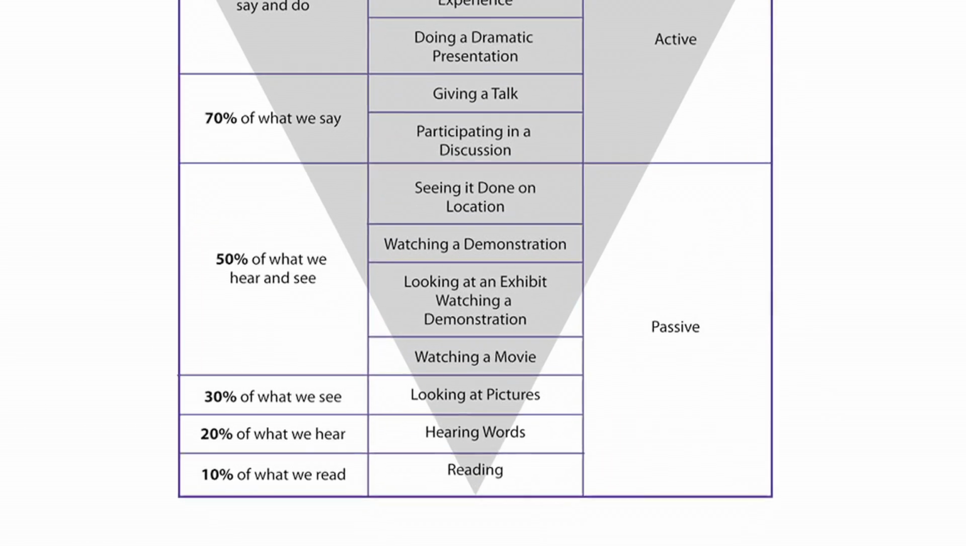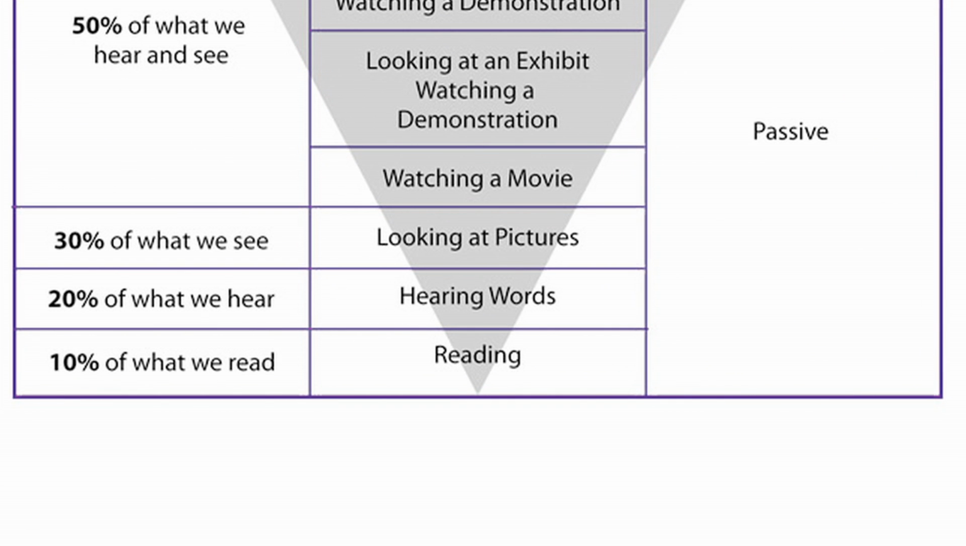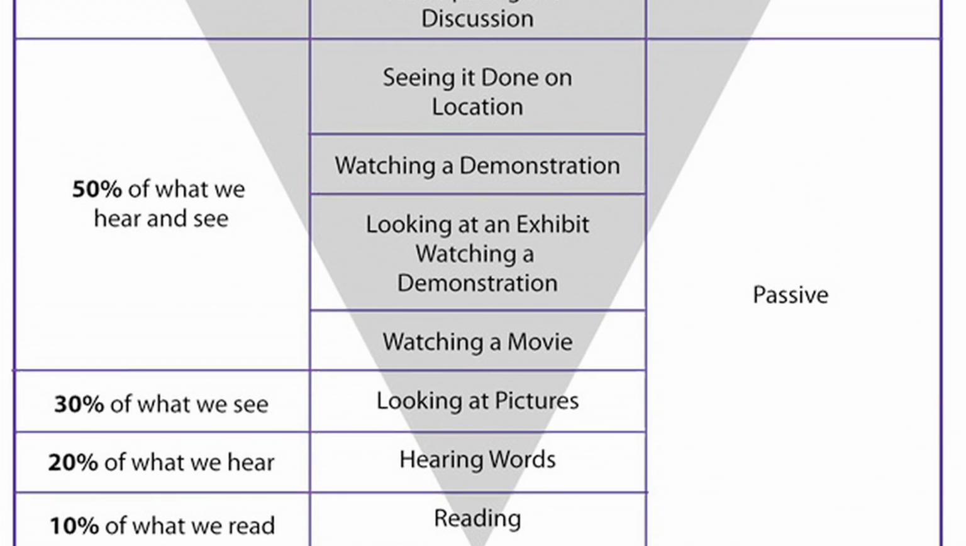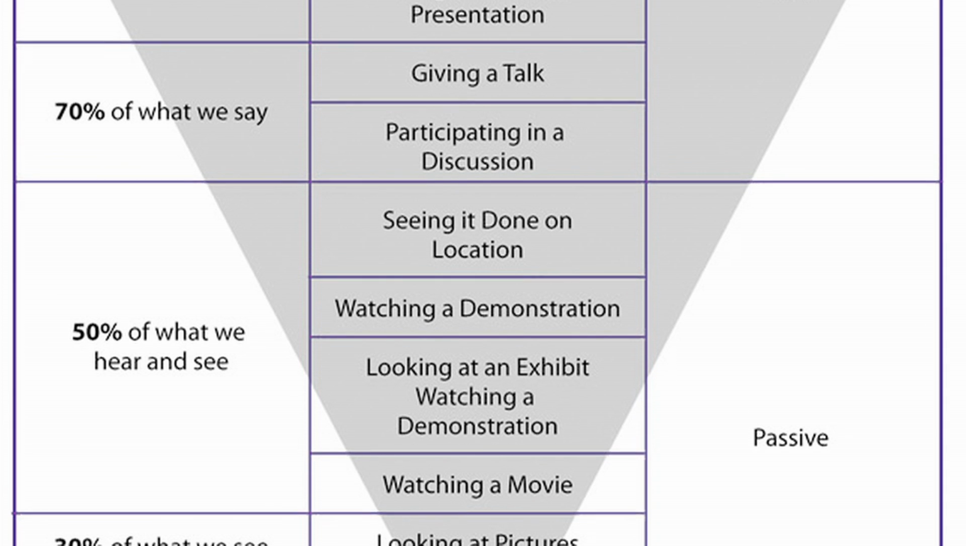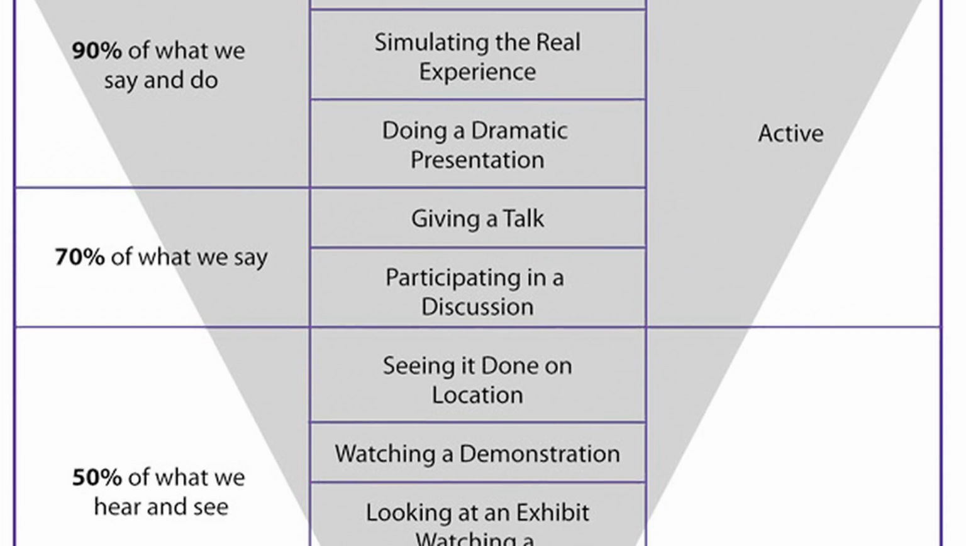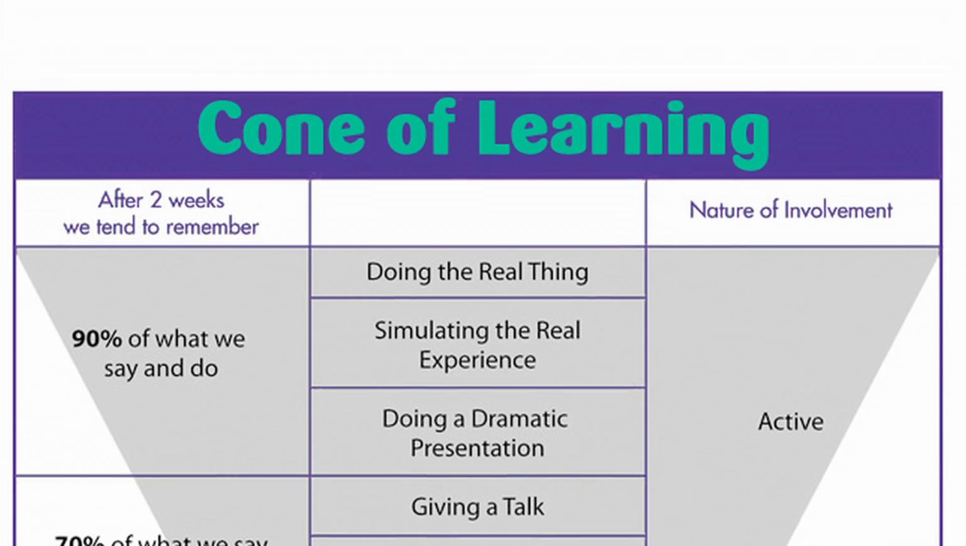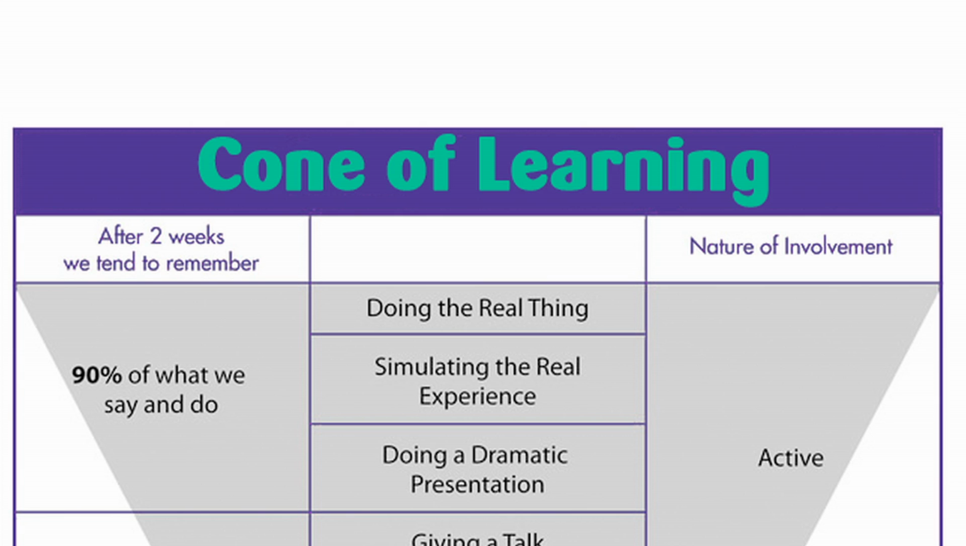For example, just reading information will result in an individual only retaining 10% of what was read. That's in stark contrast to the 70% that would be remembered had the information been relayed through a discussion. So essentially, an individual is likely to remember 90% of the information that was given to them if it's done in a way that stimulates all of the senses and if it's done in an active rather than passive way. So if you want to maximise the level of information that your learners retain, you really need to consider the cone of learning when you're planning or delivering your training.